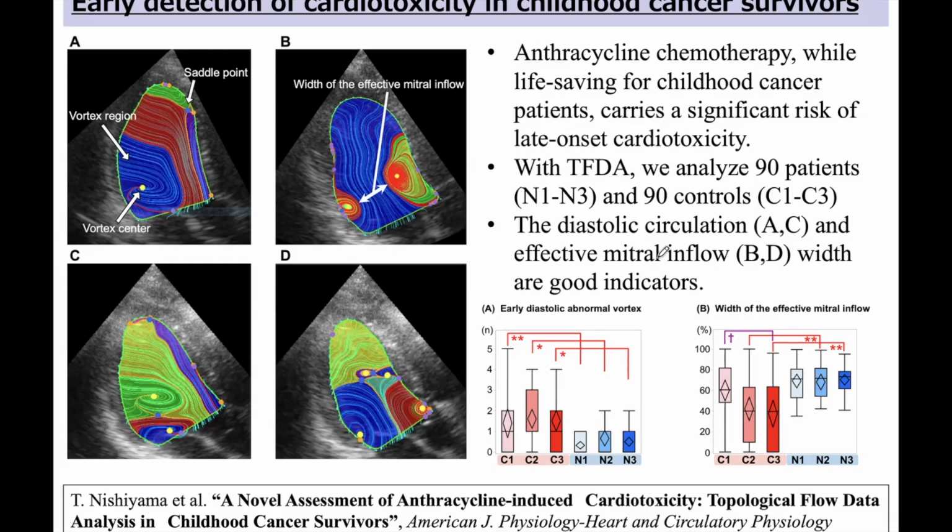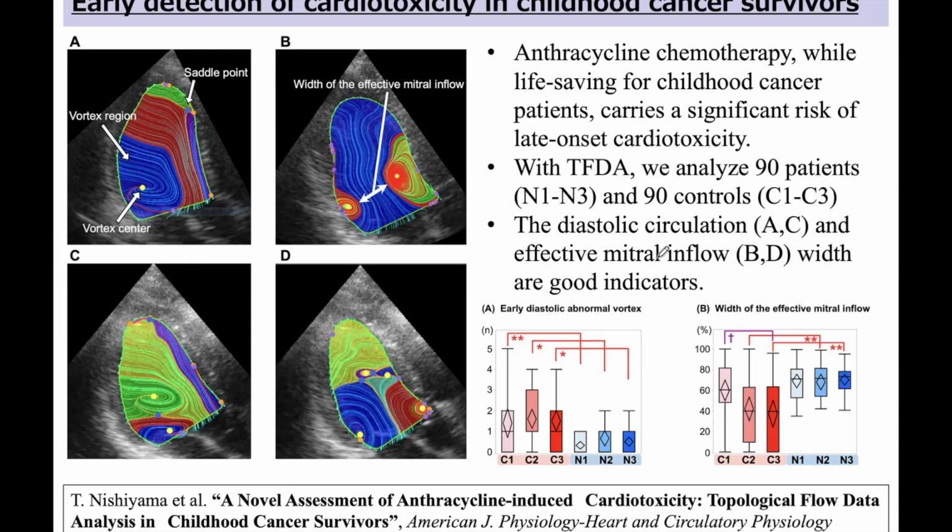cardiotoxicity. This is bad. So in order to understand why cardiotoxicity occurs in terms of vortex flow dynamics, we use TFDA. With the TFDA analysis, as I have shown in the previous slides, we analyzed 90 patients, categorized into the normal 1 to normal 3 classes depending on the age of the patients, and another 90 controls. This is the patient class, and this is the control class, so we can compare the difference in a statistical sense.